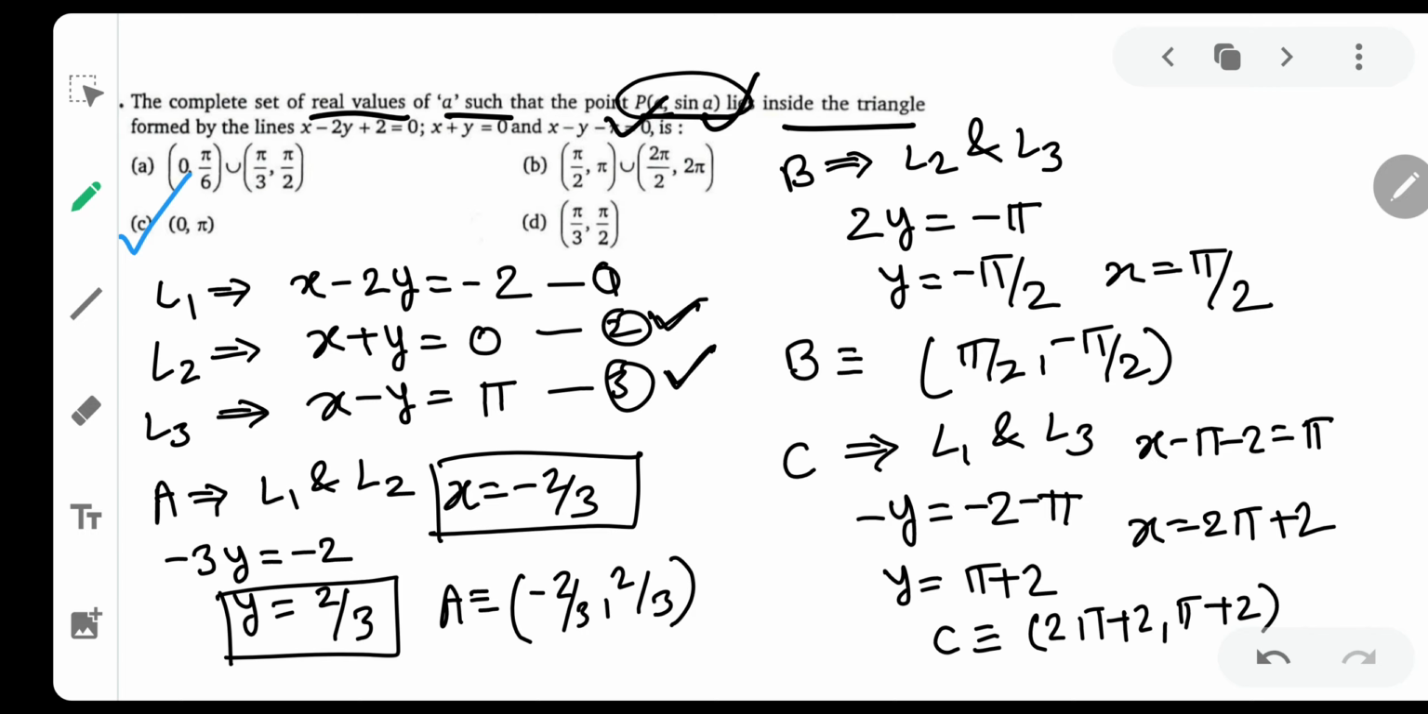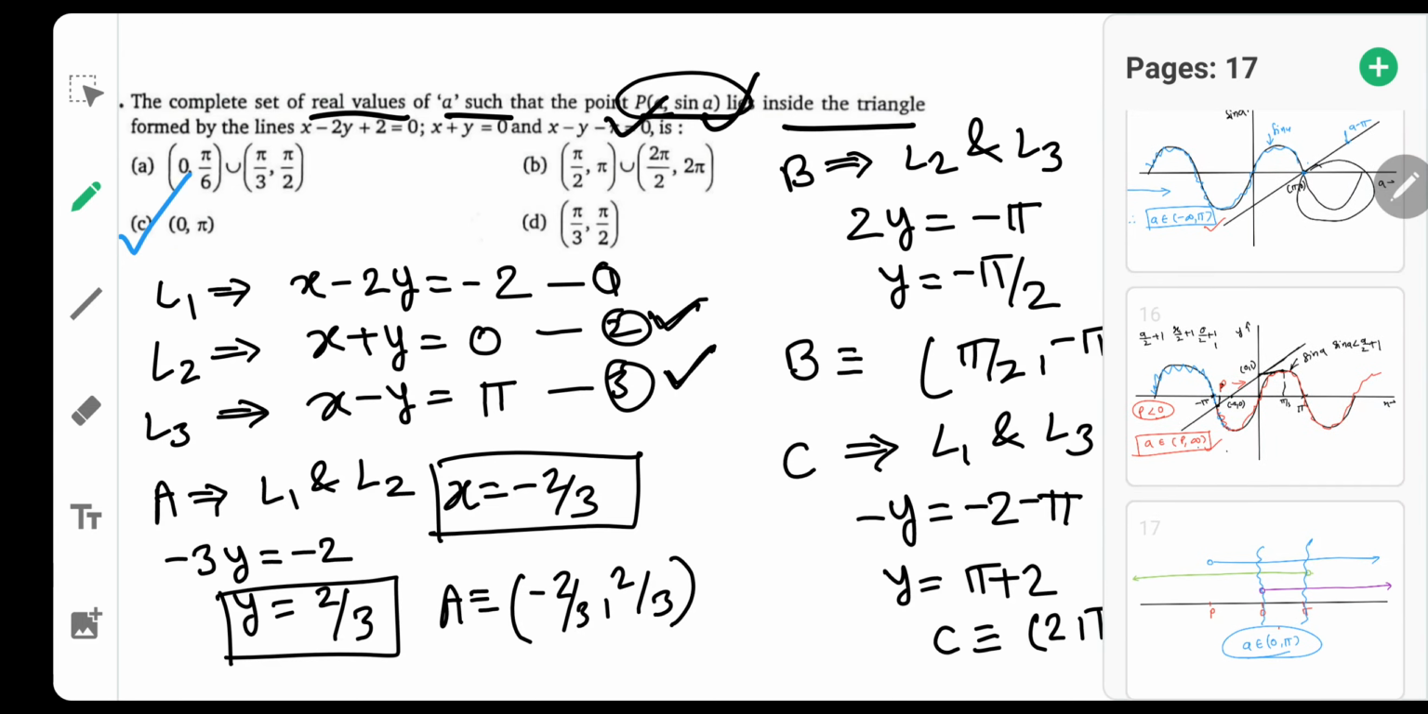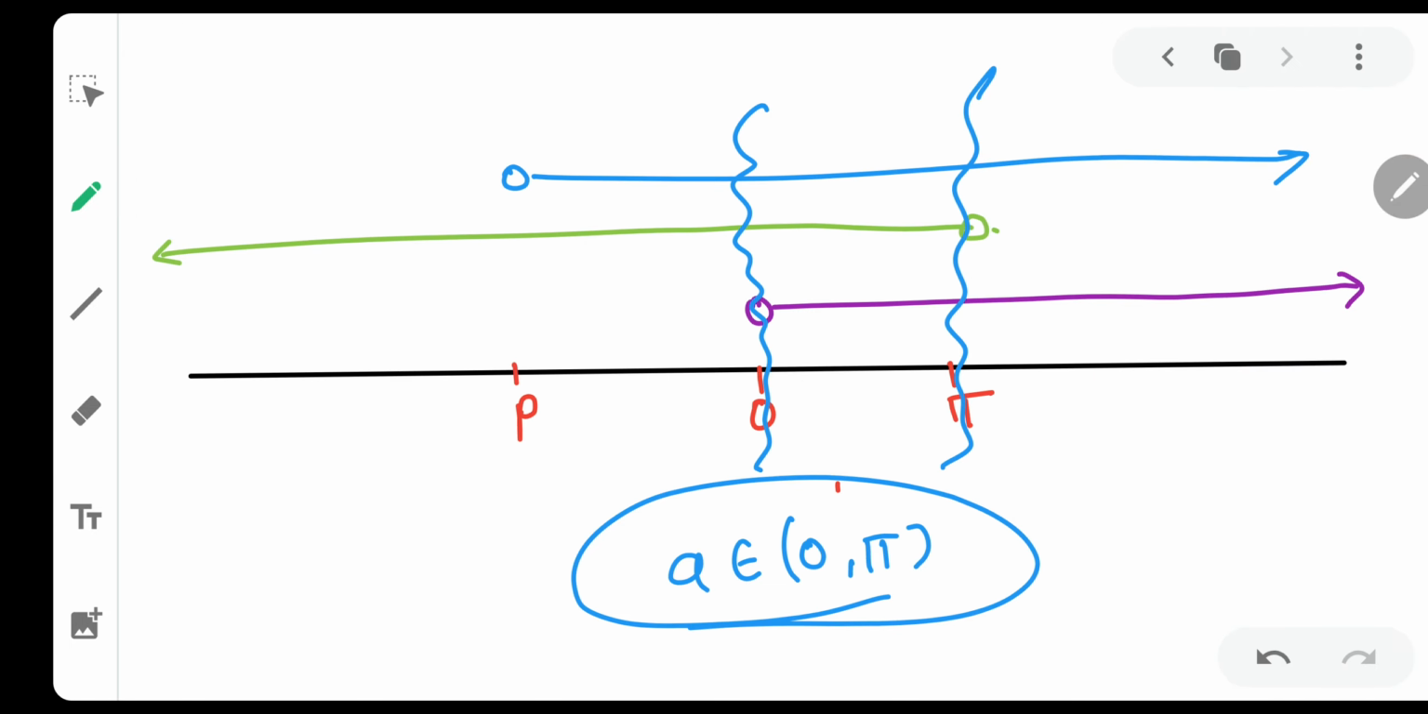I hope many of your concepts were cleared in this question, as this is an advanced level question. First of all, intersection of lines. Then we understood which lines are perpendicular. Then we understood how to check the sides of the lines by using LA into LB greater than or lesser than 0, and many things like this. And in the end we also checked the inequality part, that is the intersection part, and this is how we got the answer as 0 to pi.